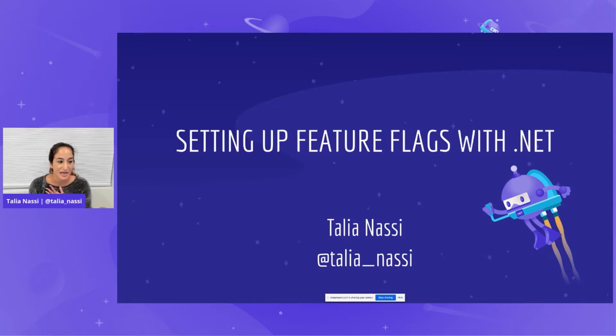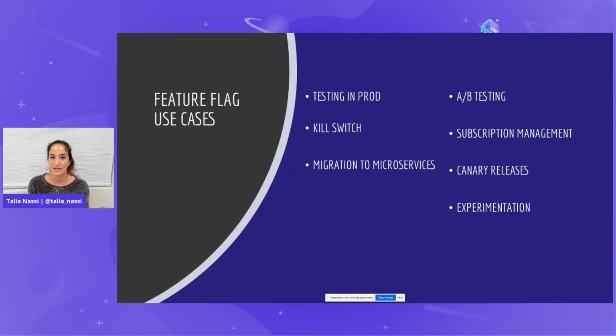I'm a dev advocate at Split, and something that we do at Split is manage feature flags. And a feature flag is a piece of conditional code that allows a software development team to separate code deployment from feature release. And there's so many different use cases when using feature flags.